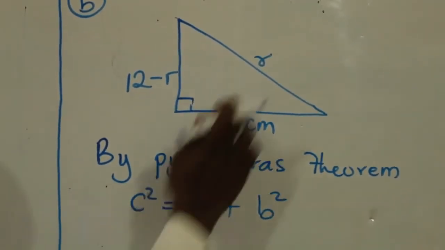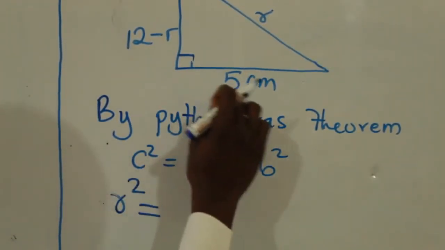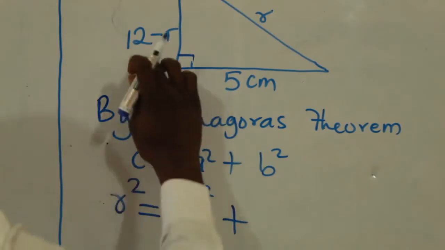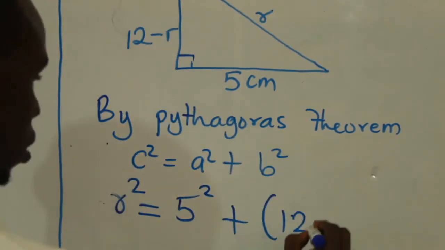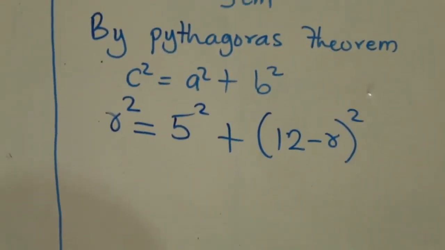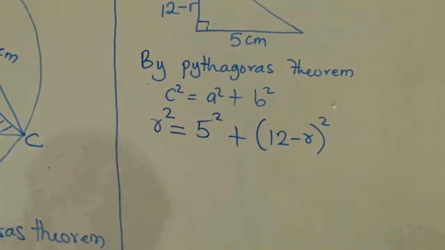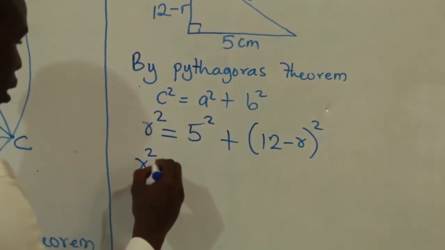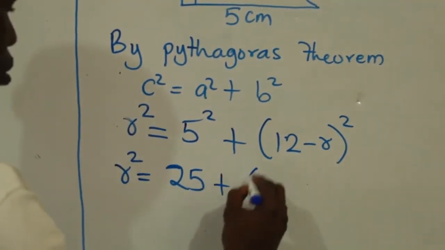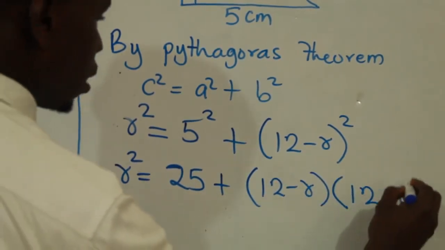So by Pythagoras theorem, from here my C is my R, so I write it as R squared. A can be any one of them. Usually I prefer the value down here, that's 5 squared, and my B is 12 minus R. Because it's a binomial, I have to put the square in a bracket. So I just have to expand this, take like terms, and I'll get the answer. So R squared is equal to 25, because 5 squared is 5 times 5, plus the expansion of this one, which is written as 12 minus R times another 12 minus R.